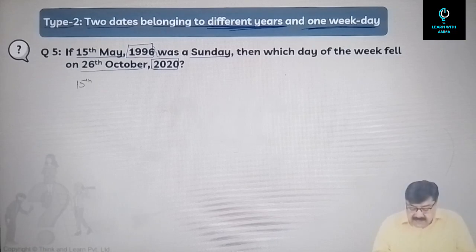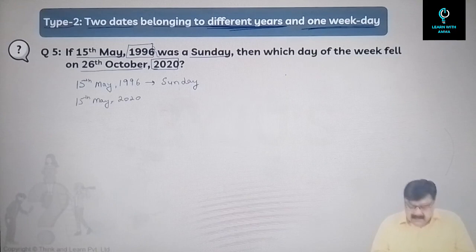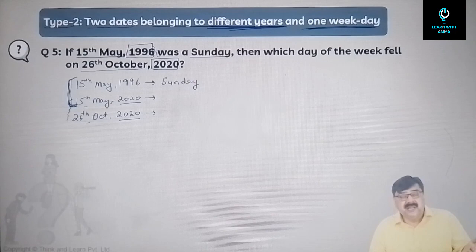So the steps to be followed should be like this. First, 15th May of 1996 is given to you as a Sunday. From 15th May 1996 to 15th May 2020, let us say, if you find that out, then from 15th May 2020 to 26th October of 2020 it will become very simple for you, because this portion will become type 1, that is, when both of the dates belong to the same year. This is the only addition to the previous type that we learned. What was the previous type? Both the dates belonging to the same year. So find out the day of the week for 15th May 2020, and then apply type 1.